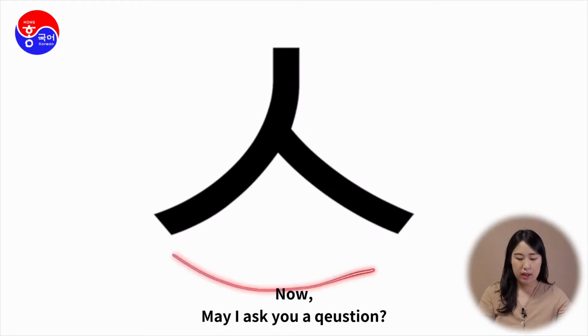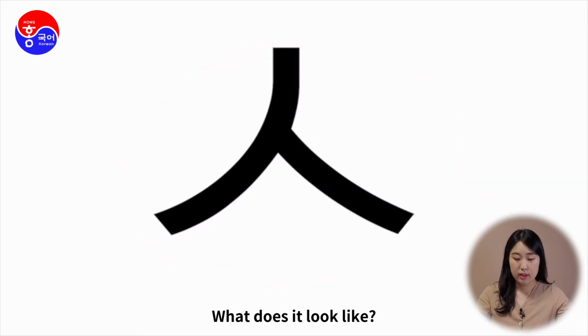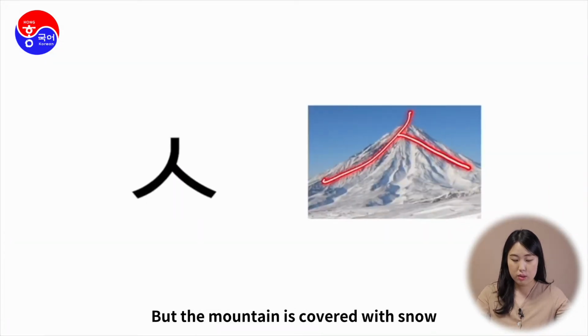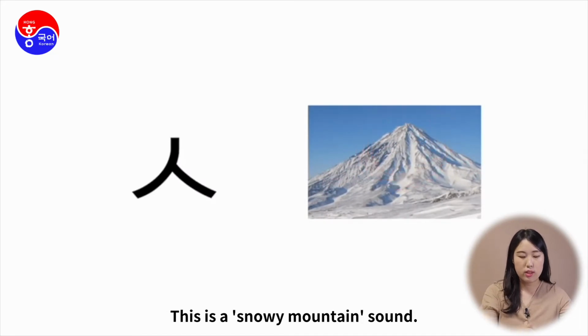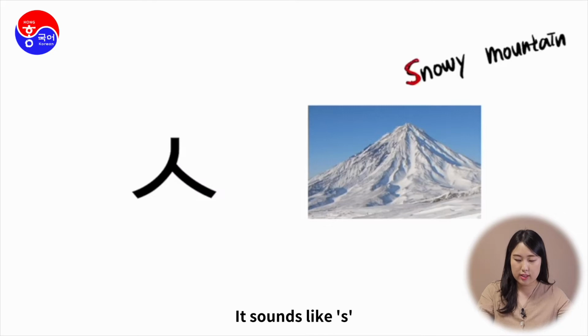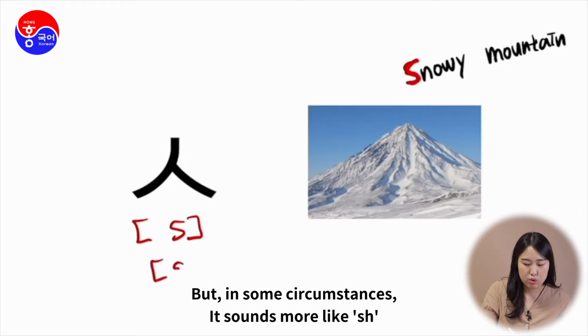Now, may I ask you a question? What does it look like? Doesn't it look like a mountain? Okay, but the mountain is covered with snow, right? So this is the snowy mountain sound. Snowy mountain sound. So it sounds like S, but in some circumstances, it sounds more like she.